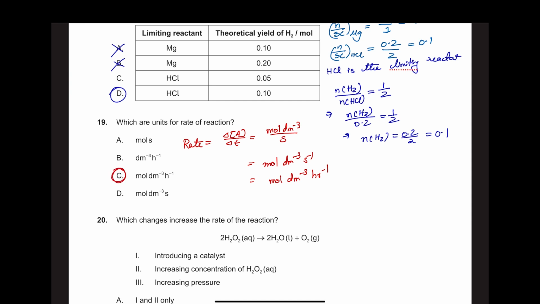So if you make it hours, it exactly matches with option C. Why are the rest of the options not correct? Option A is incorrect because volume is missing. Option B is incorrect because moles is missing. Option D is incorrect because seconds or time is in the numerator, it has to be in the denominator. So answer is option C.